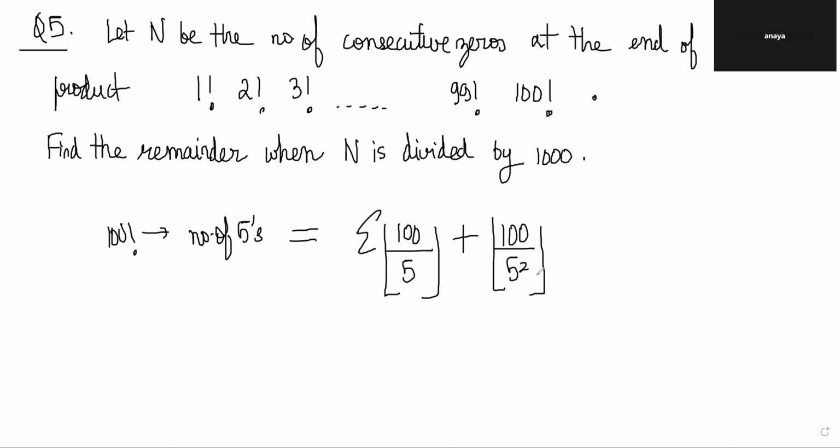Oh, I remember this. It's just 100 divided by 5, and then 100 divided by 5 squared, until it becomes greater than 100. So it's just these two. So then it's 20 plus 4.